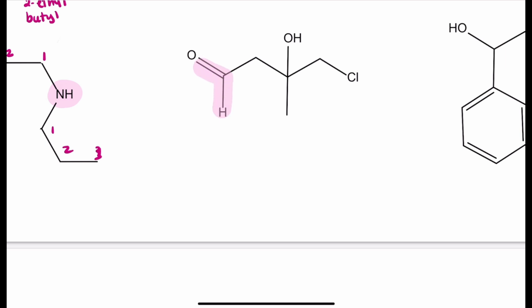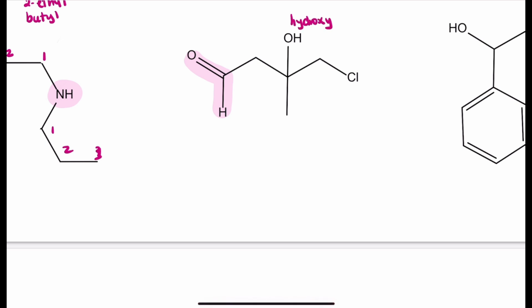Here I see that I've got an aldehyde and I've also got an alcohol. So I've got to figure out what takes priority. Aldehydes take priority over alcohols. So we will name this as an aldehyde, and this alcohol will be called a hydroxy group.